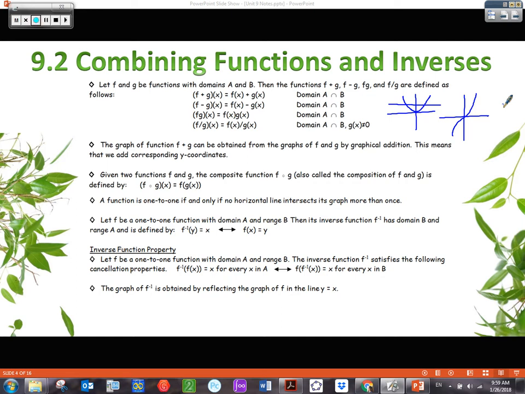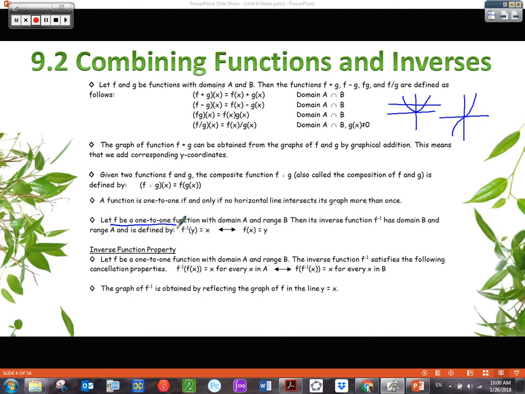Why is that a big deal? Well, a function, in order to find its inverse, it has to be one-to-one. One-to-one functions have inverses. Okay, so let's look at the inverse. That kind of leads us to our next topic, inverses.